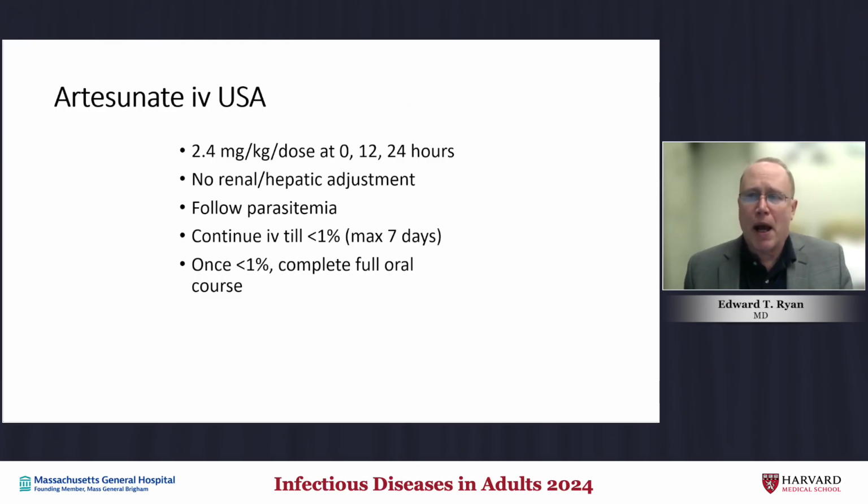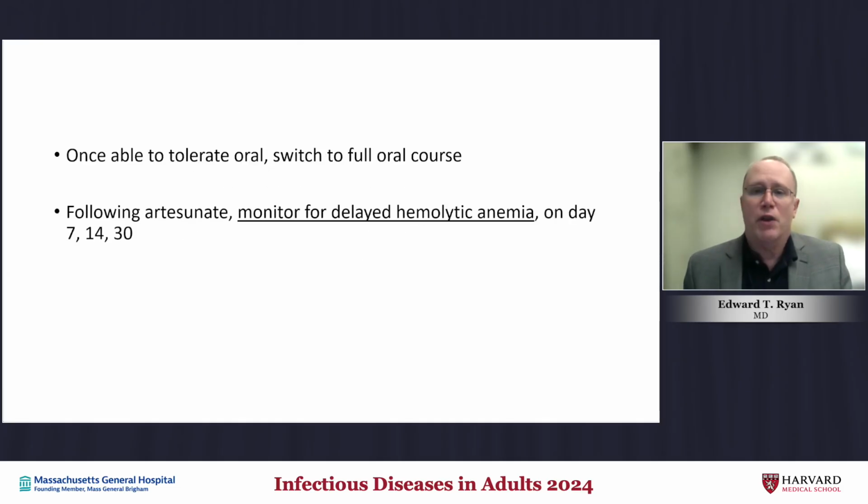There's no renal or hepatic adjustments. The agent is given over those 3 time courses, and then you follow the parasitemia. It's a very rapidly acting drug. So usually the parasitemia level falls very precipitously, and once they go less than 1%, then you switch them over to complete a full oral course.